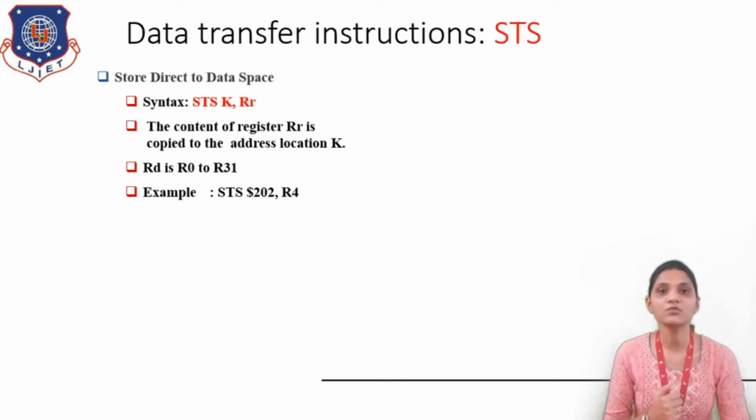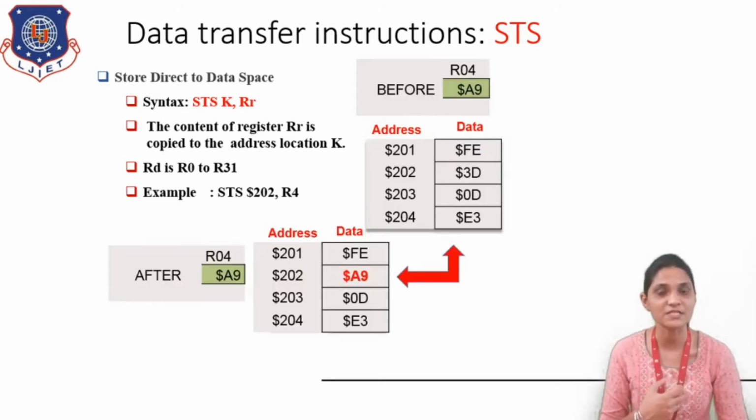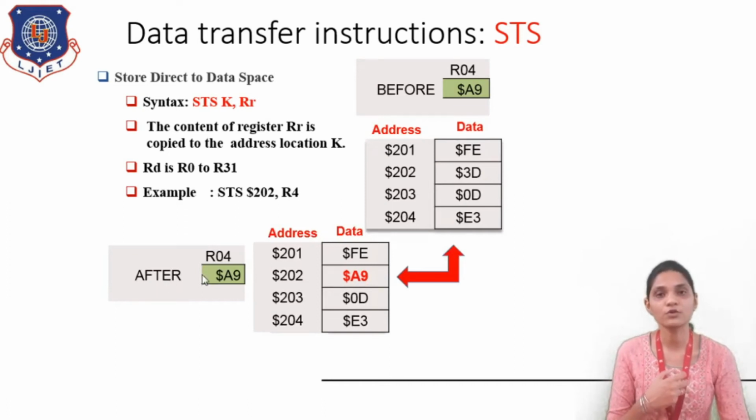Here the content of register R4 is going to be stored at memory location 202, that is the 202 location of the data memory space. So this is like this. Before execution of this instruction, if the content of register R4 is A9, then after the execution of this instruction, this content A9 is going to be stored at the memory location given by 202.